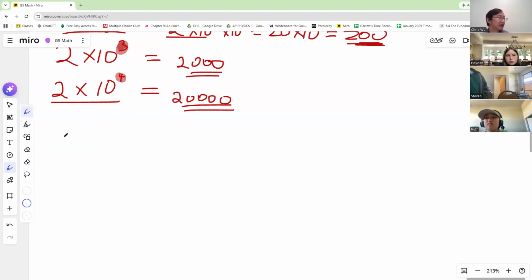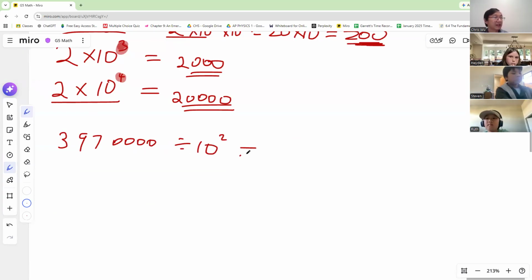But what if I want to divide? What if I have a number that's 397,000,000? I want to divide by 10 to the square. What would happen? Bruce, any ideas?